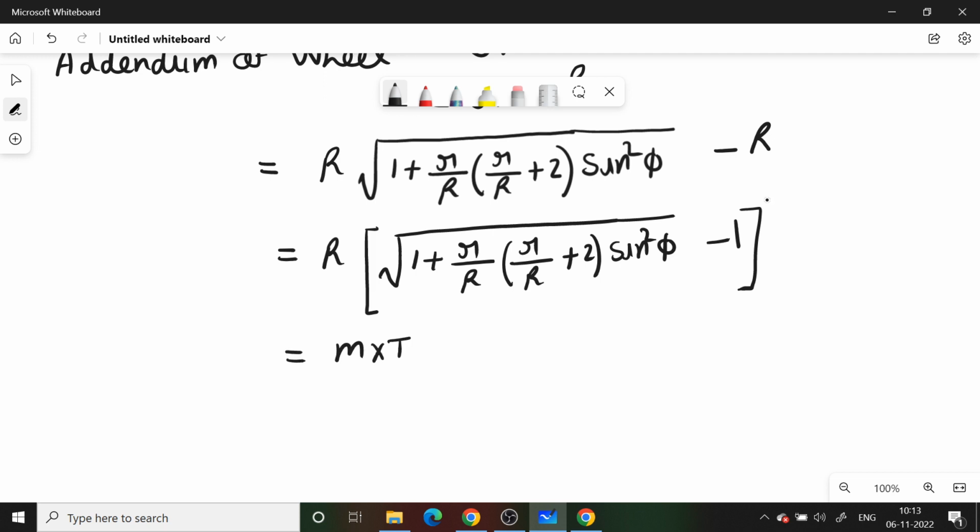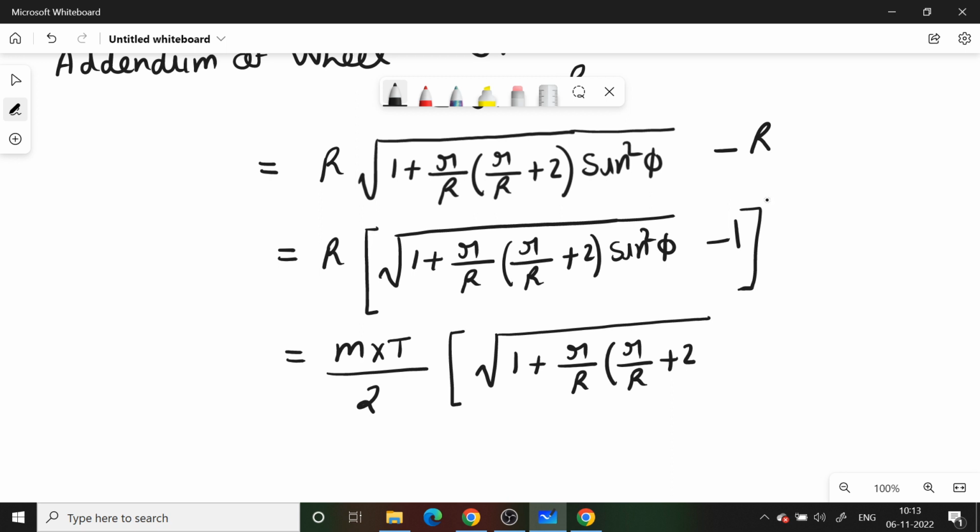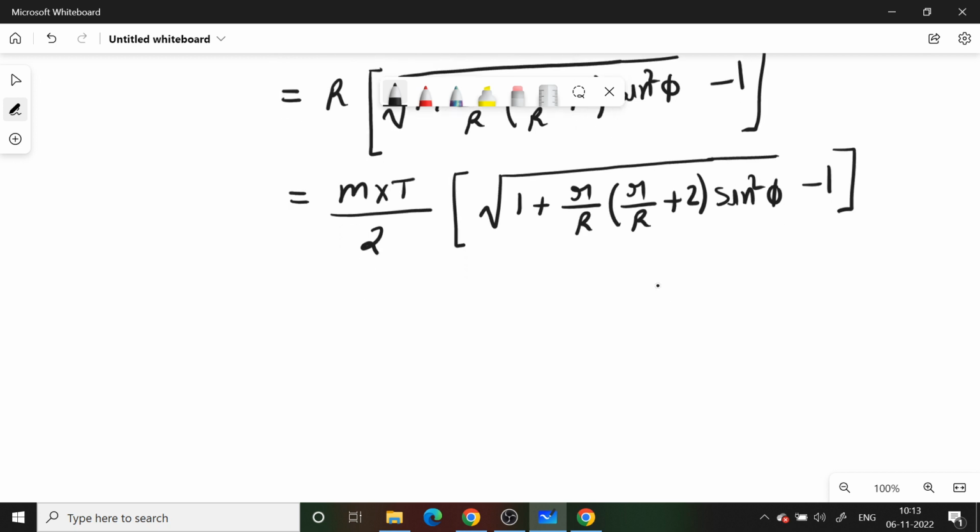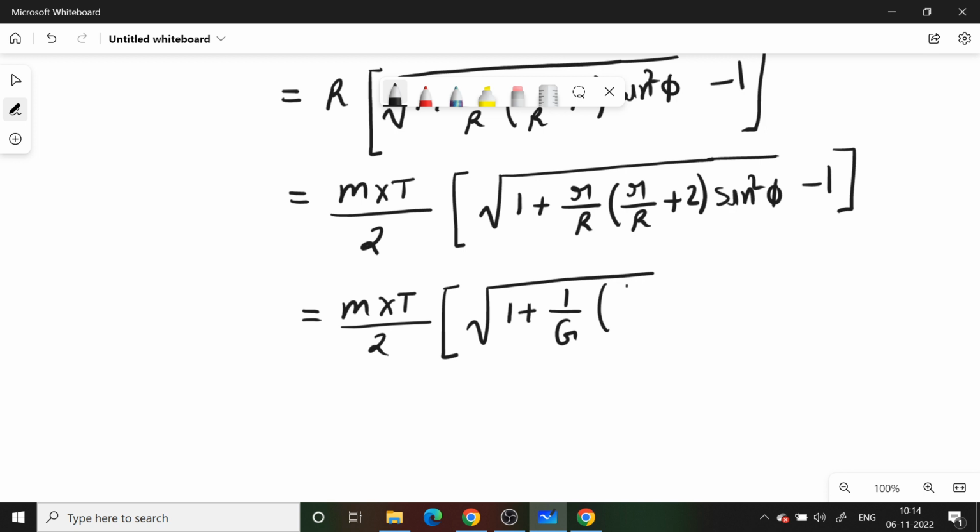Or small m, module, into number of teeth on wheel divided by 2, within bracket, under root 1 plus small r upon capital R, small r upon capital R plus 2, sine square phi minus 1. The addendum of wheel is small m into number of teeth on wheel divided by 2 under root 1 plus 1 by G, 1 by G plus 2, sine square phi minus 1.